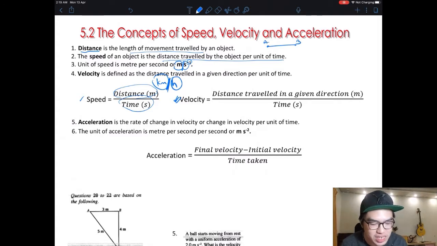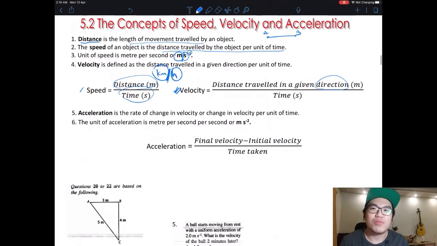Velocity is the same thing, but it has a bit of difference because it has direction. Basically they are the same. If they ask for velocity or speed, same thing. Unit the same, calculation also the same. After I got my speed and velocity, if I divide by time one more time, meaning I divide it 2 times, I get acceleration.